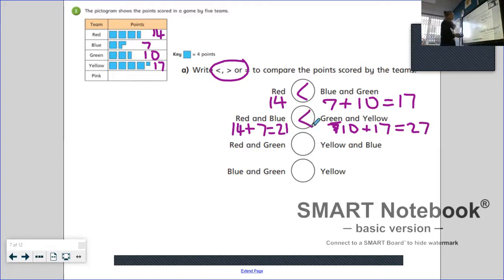I hope you're following this, guys. You can be working out. You can pause it at any time. You can continue it when you need to. So let's have a look. Red and green. So I've got 14.